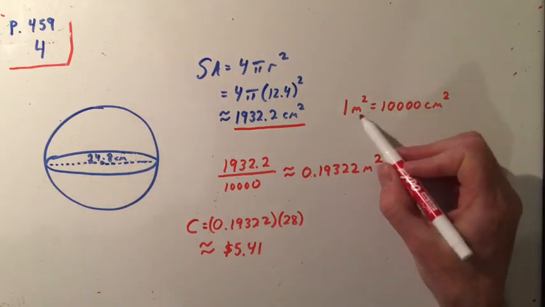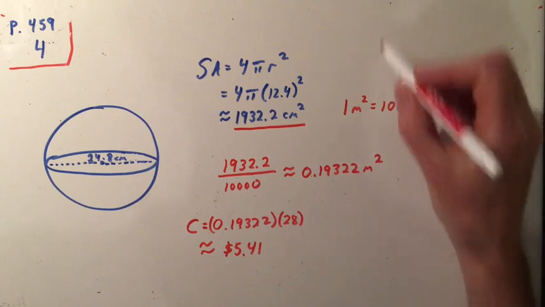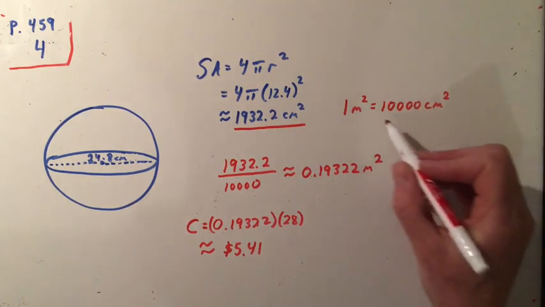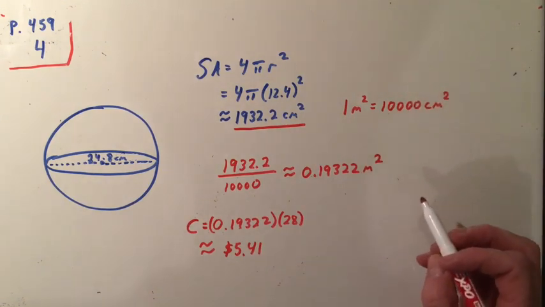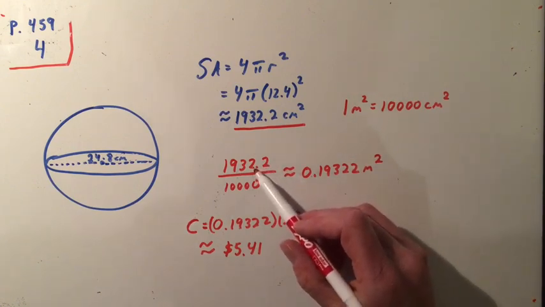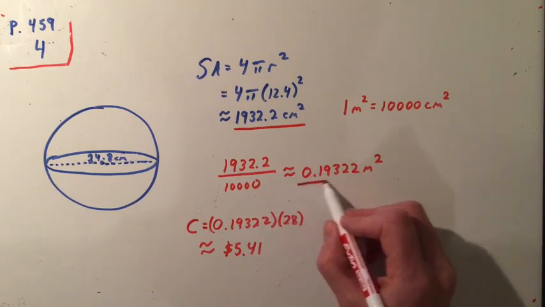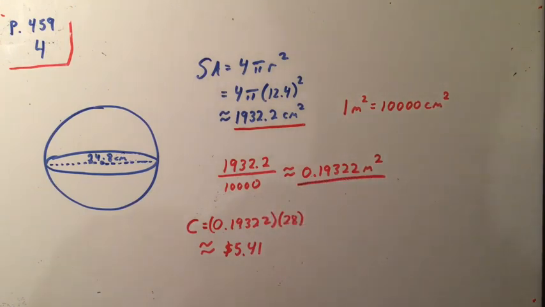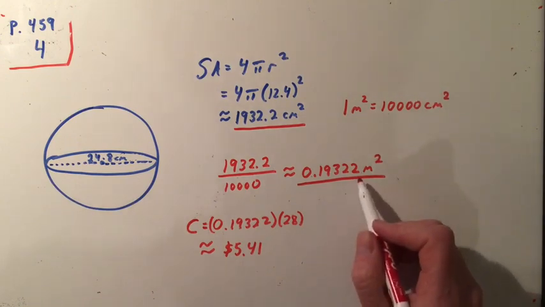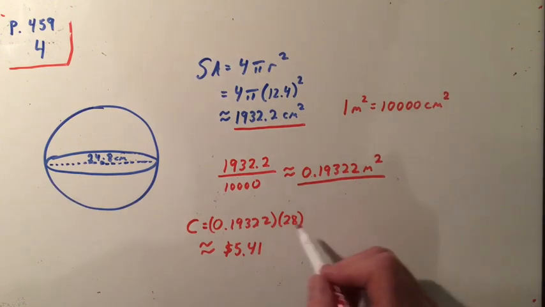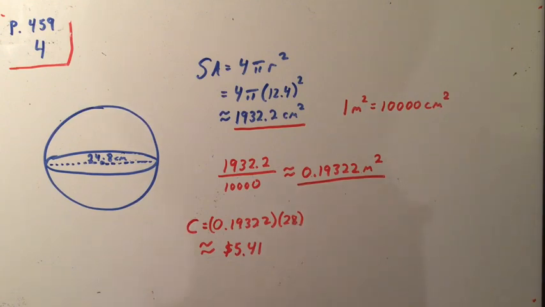Now the problem is the cost they give us is cost per square meter. So I need to know that 1 square meter, which is 100 by 100 centimeters, is going to be 10,000 square centimeters. So now I take that 1,932, divide it by 10,000, and this is how many square meters of leather I'm going to need to cover that ball. Now that I have that, the cost of the leather is $28 for every square meter. So I multiply $28 times 0.19322, and that's going to give me $5.41 worth of leather to cover that ball.